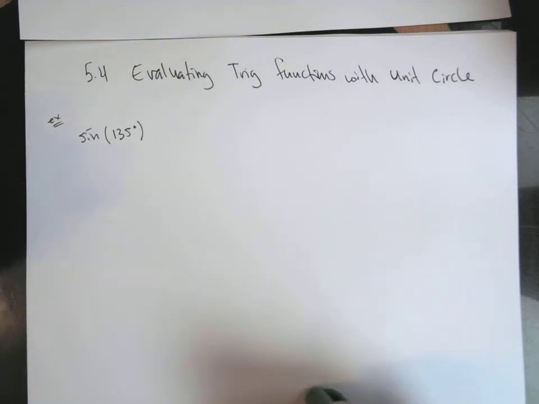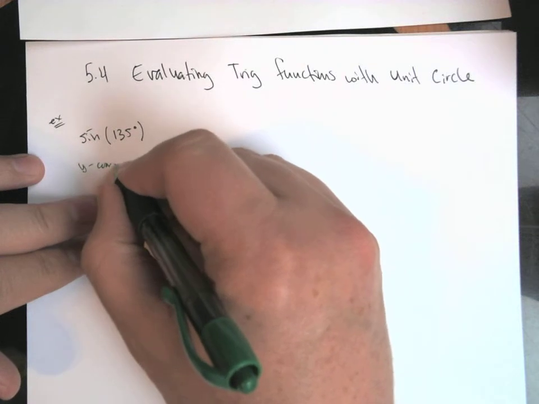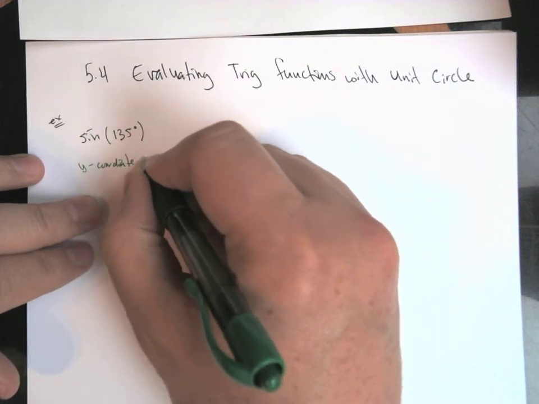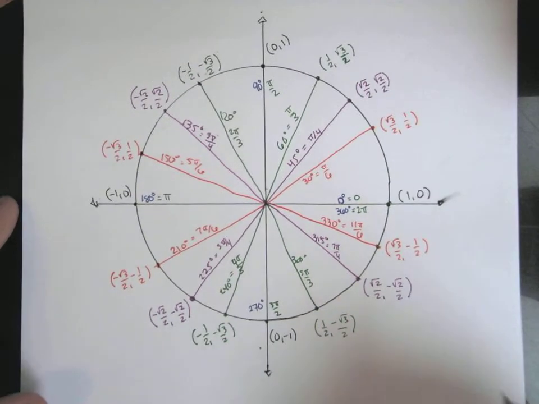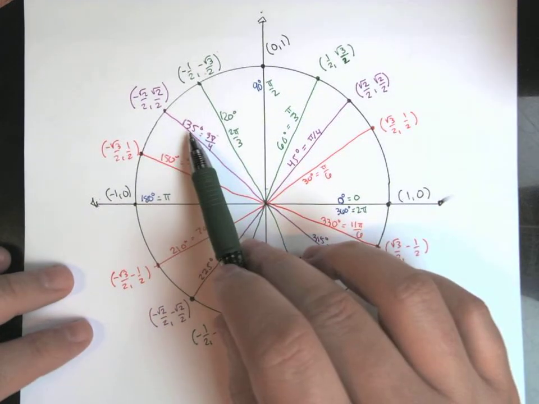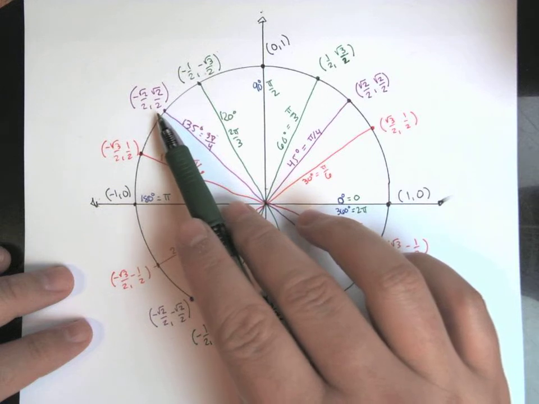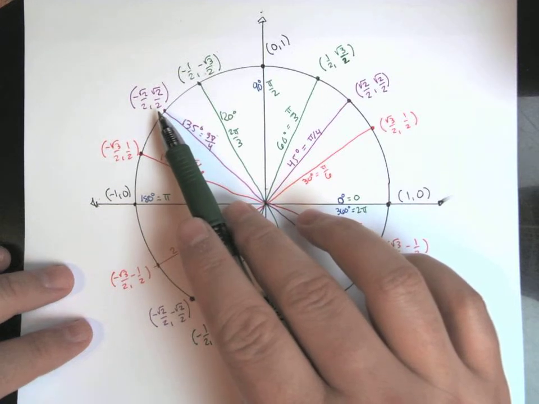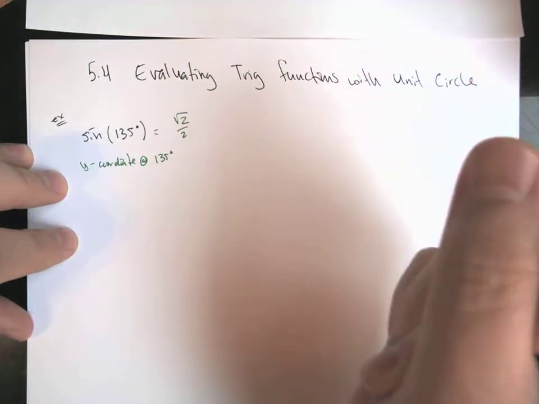So all we're going to do here is say, okay, sine at 135. This should be the y coordinate at 135 degrees. So all I'm going to do is go back to the unit circle. Where's 135 degrees? Halfway between 90 and 180 would be here. On the unit circle, the sine value is supposed to be the y coordinate, so it's going to be positive root 2 over 2. So that's all I'm doing. Once I have this as a reference, I can get to that value very fast.